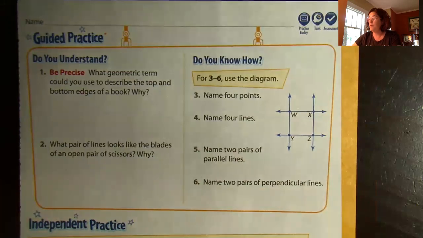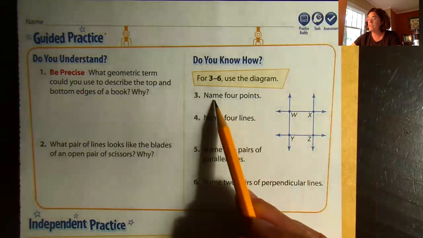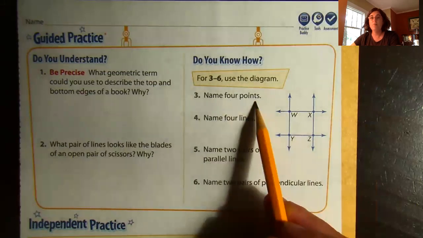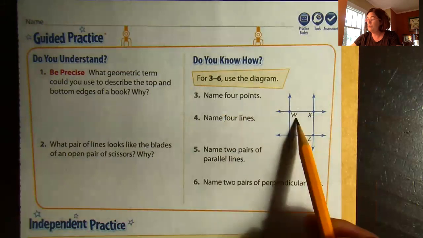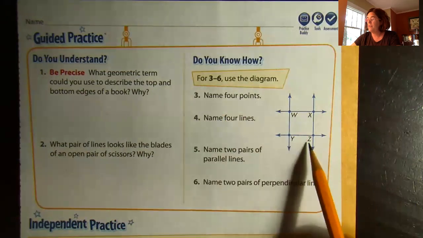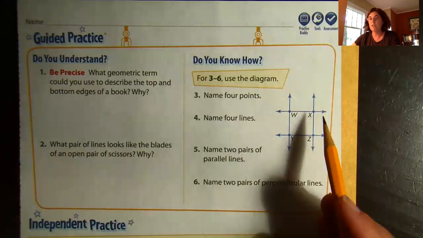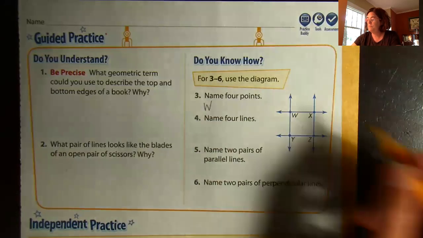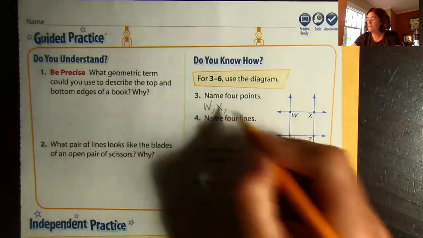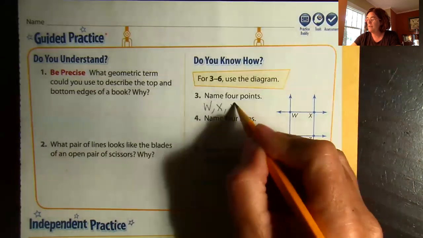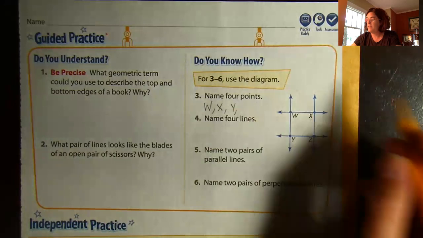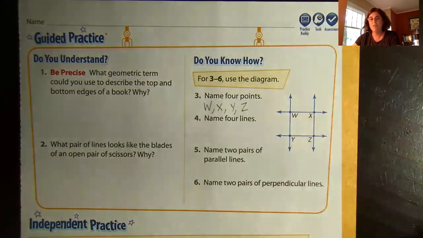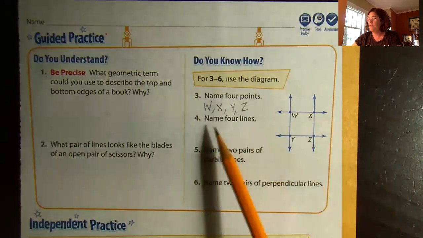So if you remember, when we name a point, because this first one says name 4 points, and a point is a specific location in space, all we do is label it by the letter that is next to that point. So if I'm going to name 4 points, I would name W, X, Y, and Z. Very good. Now we're going to name 4 lines.